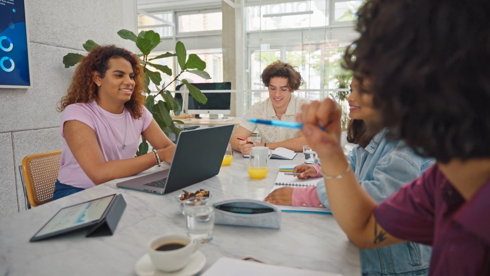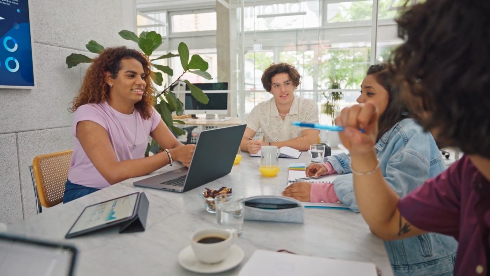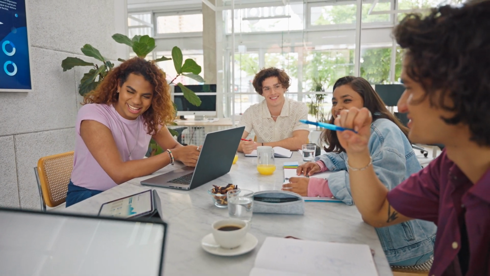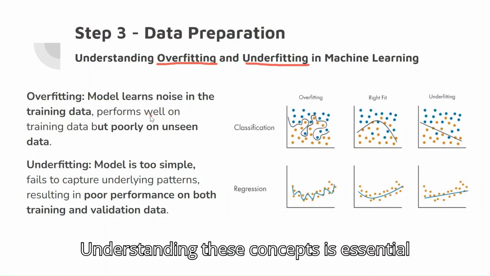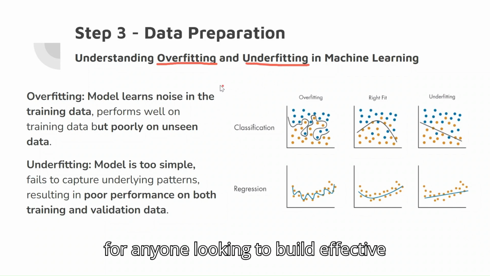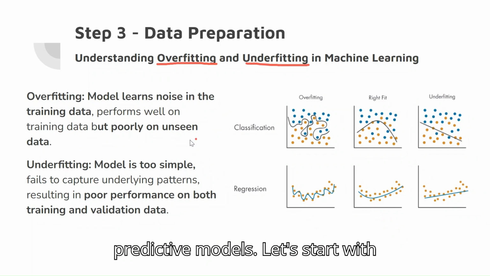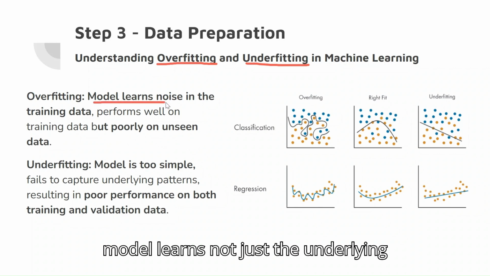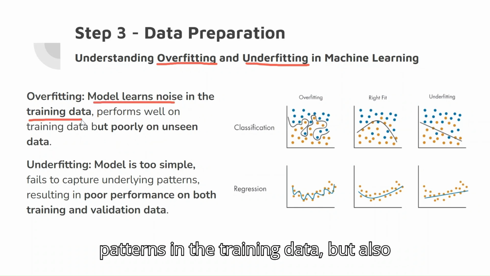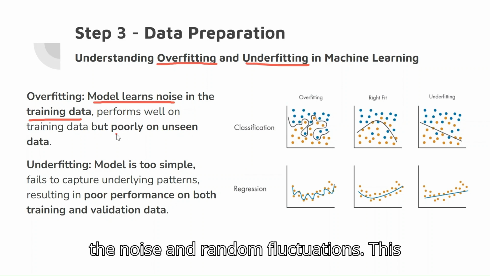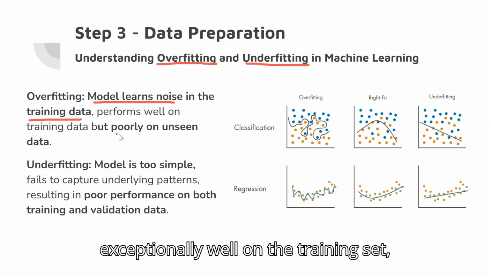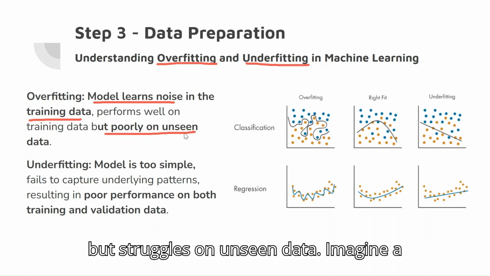Now let's change the topic. We will talk about a critical topic in machine learning, overfitting and underfitting. Understanding these concepts is essential for anyone looking to build effective predictive models. Let's start with overfitting. Overfitting occurs when our model learns not just the underlying patterns in the training data, but also the noise and random fluctuations. This leads to a model that performs exceptionally well on the training set but struggles on unseen data.